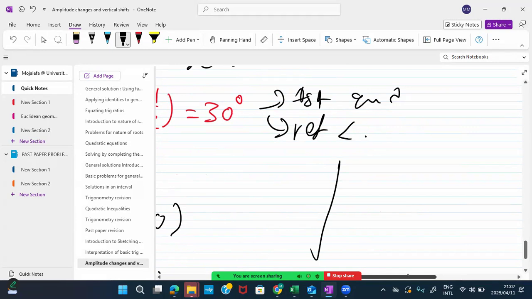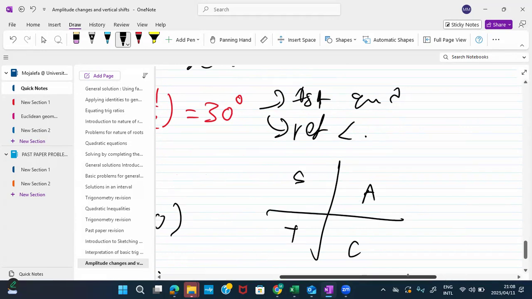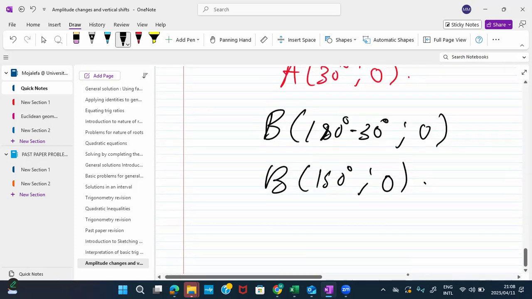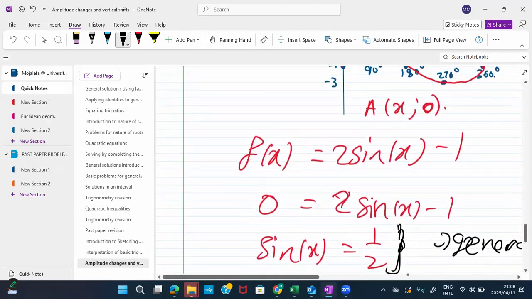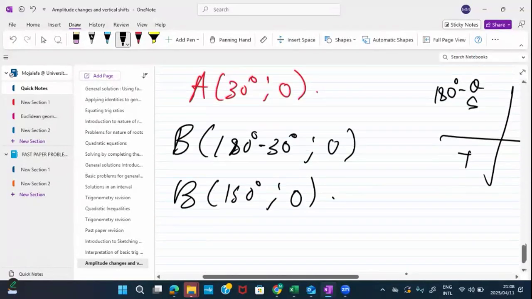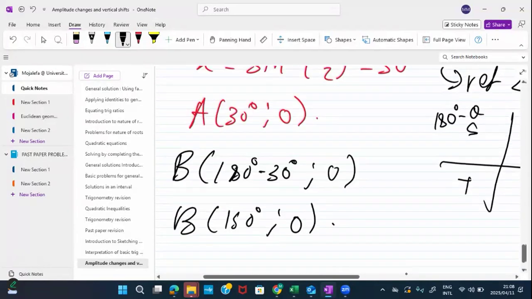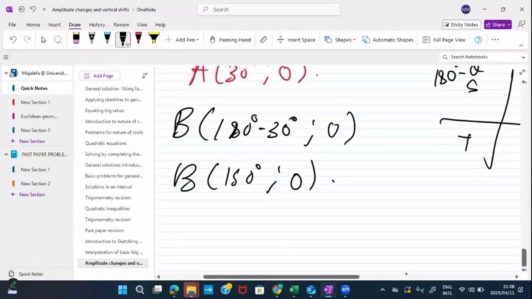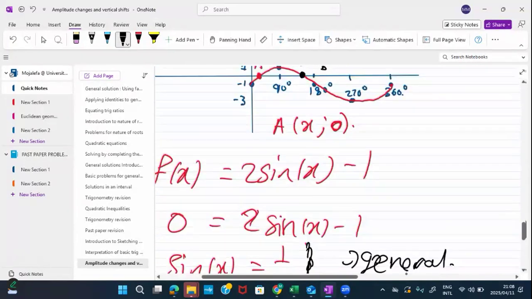You must still remember your CAST diagram. Here it's always 180 minus theta in the second quadrant. Trigonometry links, guys. The things that I told you in first term, you must always still know. You guys understand what I just did? Yes, sir.